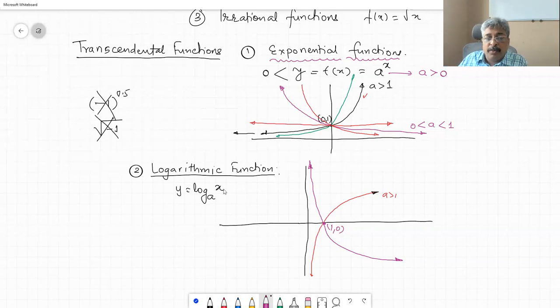So now, because the logarithm is the inverse function of the exponential, the rules that we have set for exponential get converted into logarithmic function as well. So what are the conditions in which we are discussing the logarithmic function? Let me write it down, but maybe I will pause for a moment.